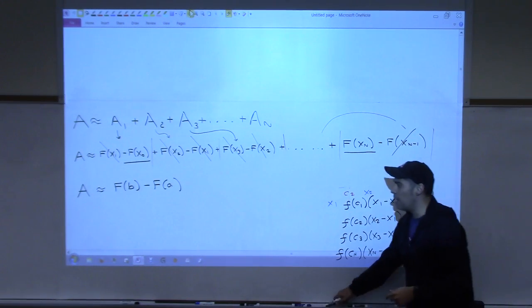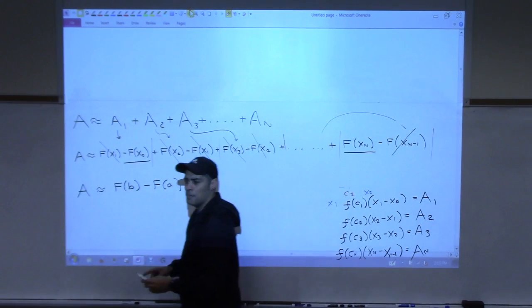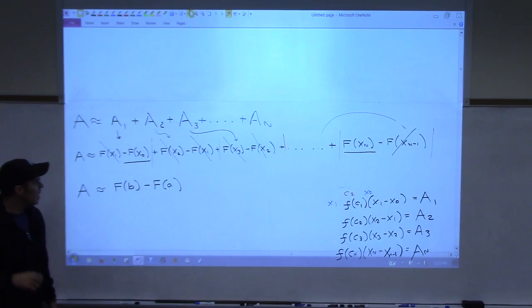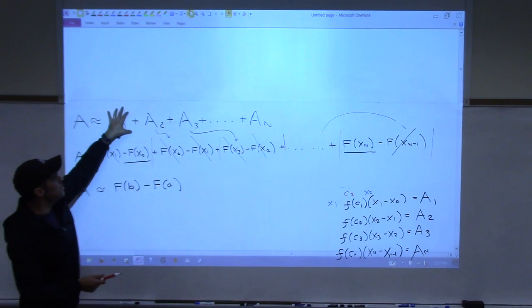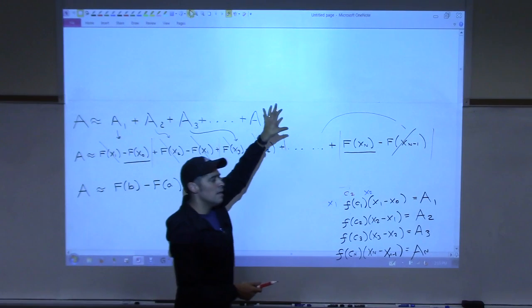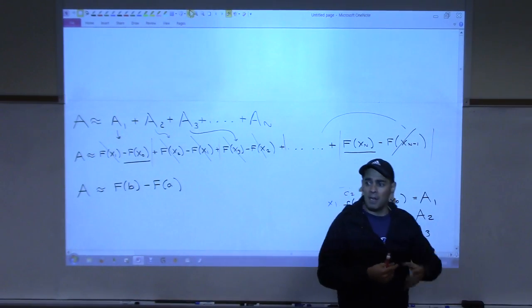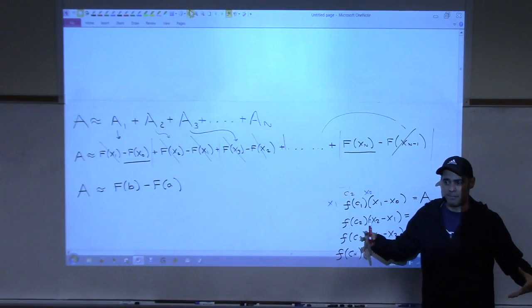Now, it's an approximation. How do I let my approximation get better? I let the number of rectangles go to infinity. That's what I do. So this was a sum, wasn't it? This is a sum of things. And if I let n go to infinity, it becomes an infinite sum, doesn't it?